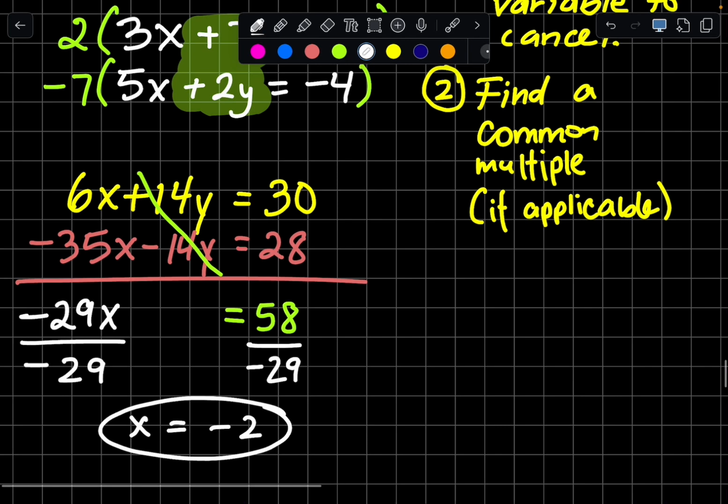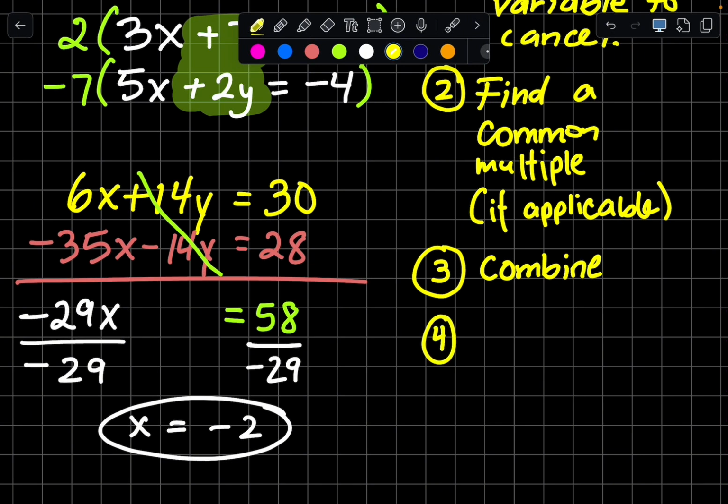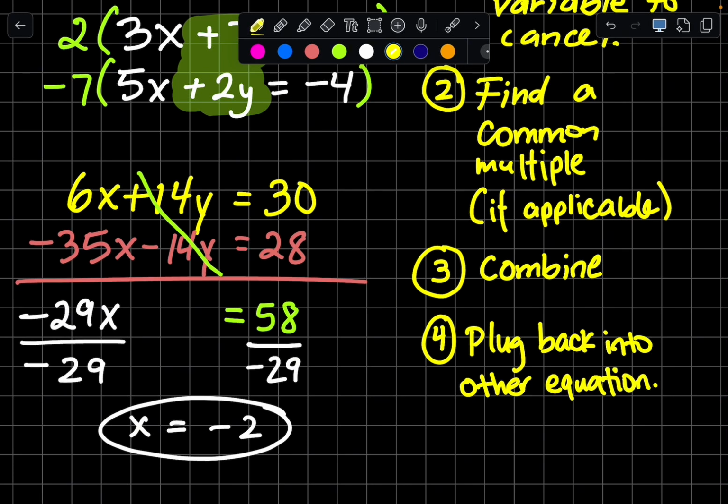So let me write some more steps here. After we find the common multiple, we combine. And then you can plug back into the other equation. What I mean is, now that we know x is equal to negative 2, you can take this value of negative 2 and plug it back in to any equation.